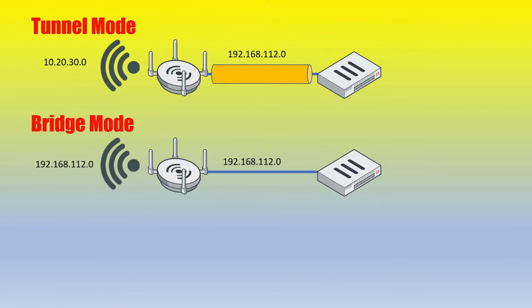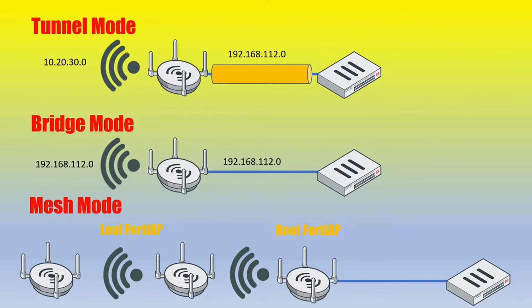As we can see here, the FortiAP is connected to the FortiGate. Again, we're on network 192.168.112.0, but then we also notice that the SSID being broadcast is on the same network, right? We're really just extending the wired network onto the wireless.